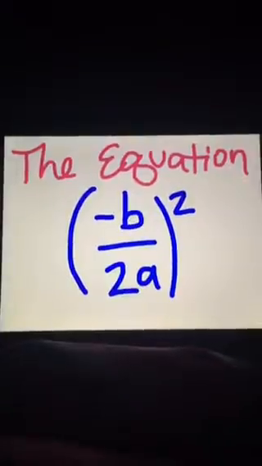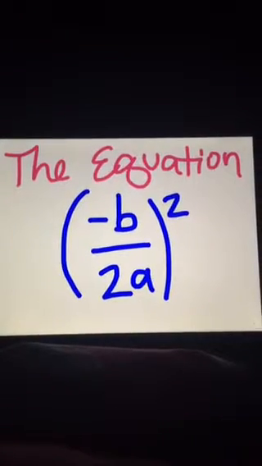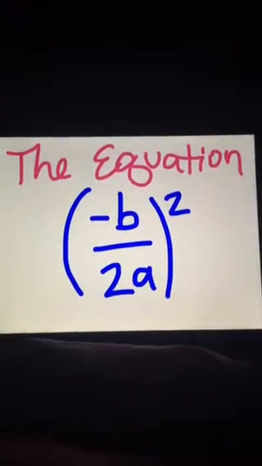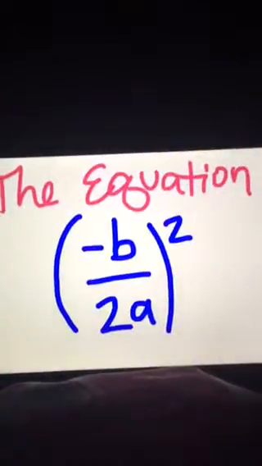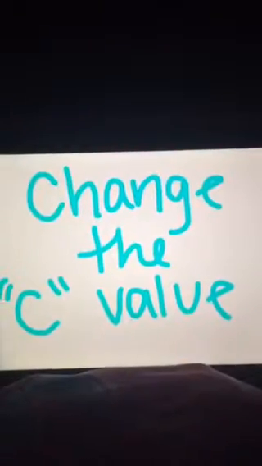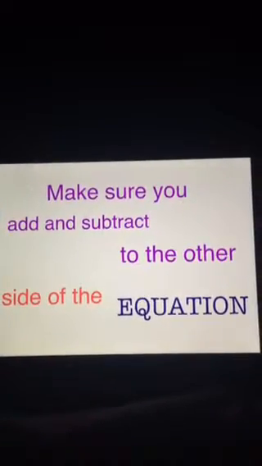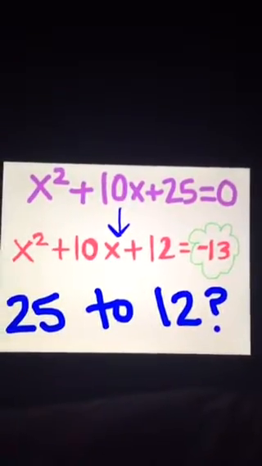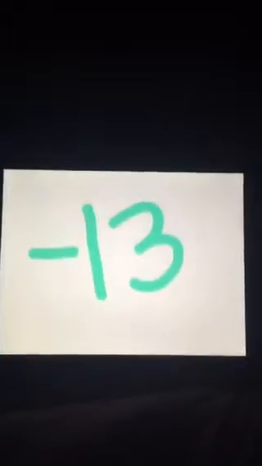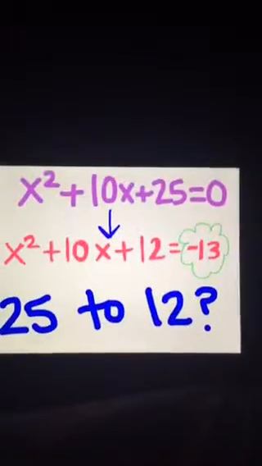Important things to remember while using this method. For sure, the equation, negative b over 2a squared. Do not forget it. Also, change the c value. Don't forget to plug the answer you get from this equation into the c value. Make sure you add and subtract to the other side of the equation. For example, how do you get from 25 to 12 in this sequence? You subtract 13, therefore you have negative 13 right there.